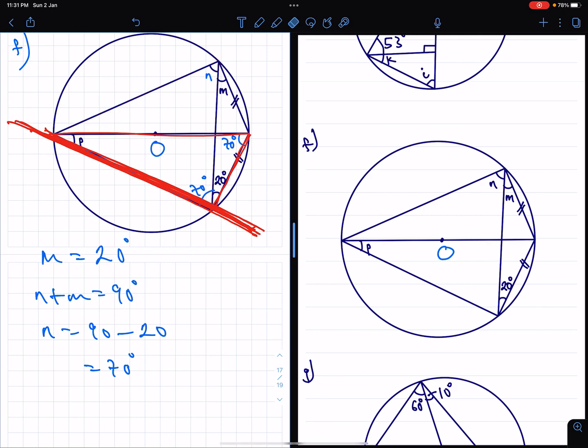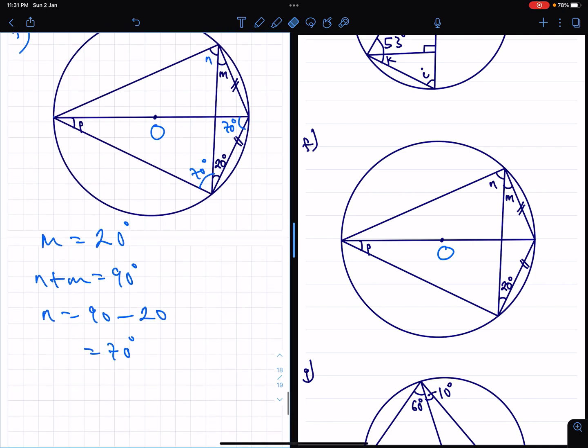Let me erase all the markings on the diagram for clarity, and now we can continue. So if I have 70 degrees, I already know all three angles inside this triangle, and those are 90, 70, and P. So I'll be able to find P now.